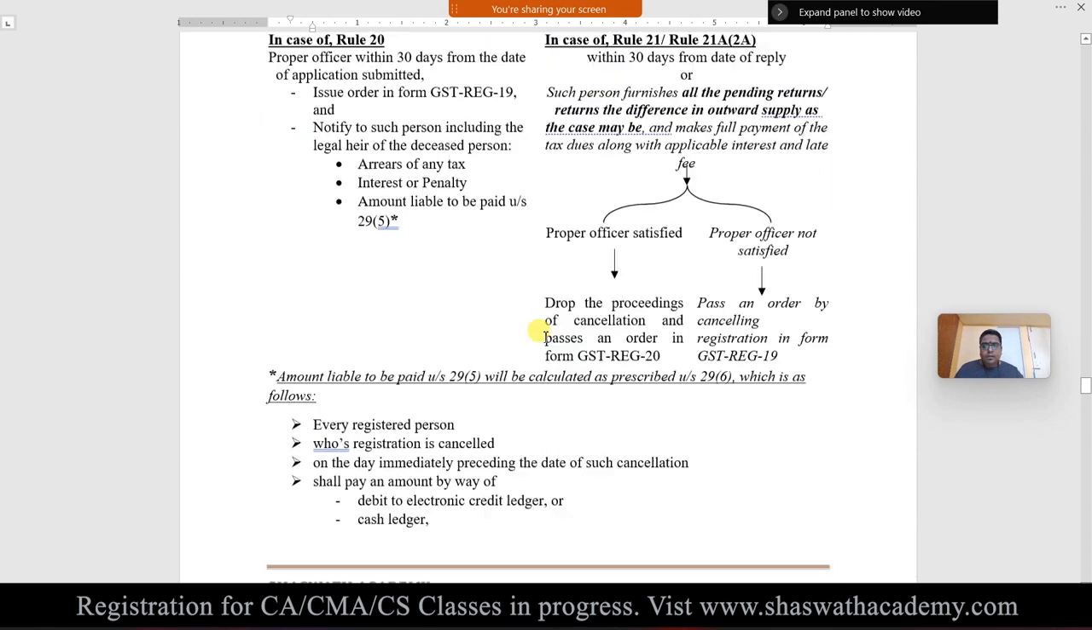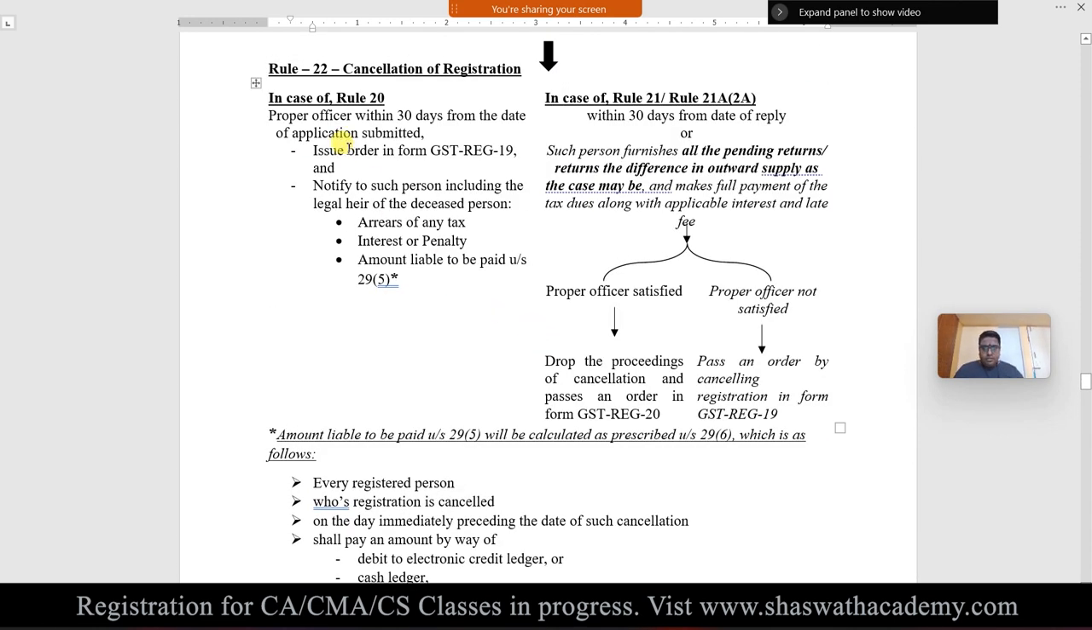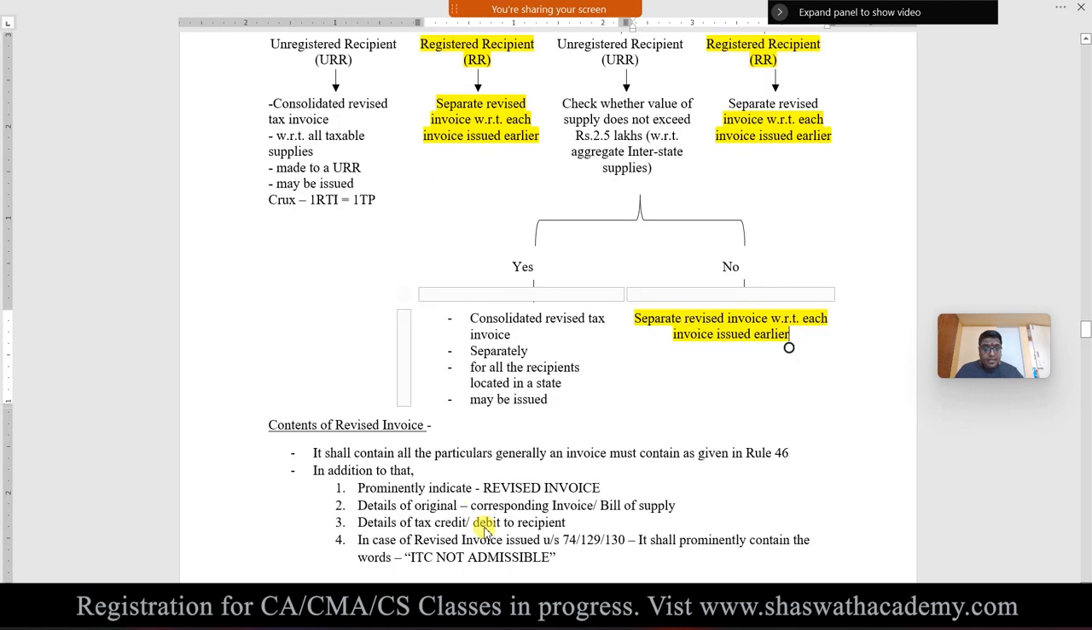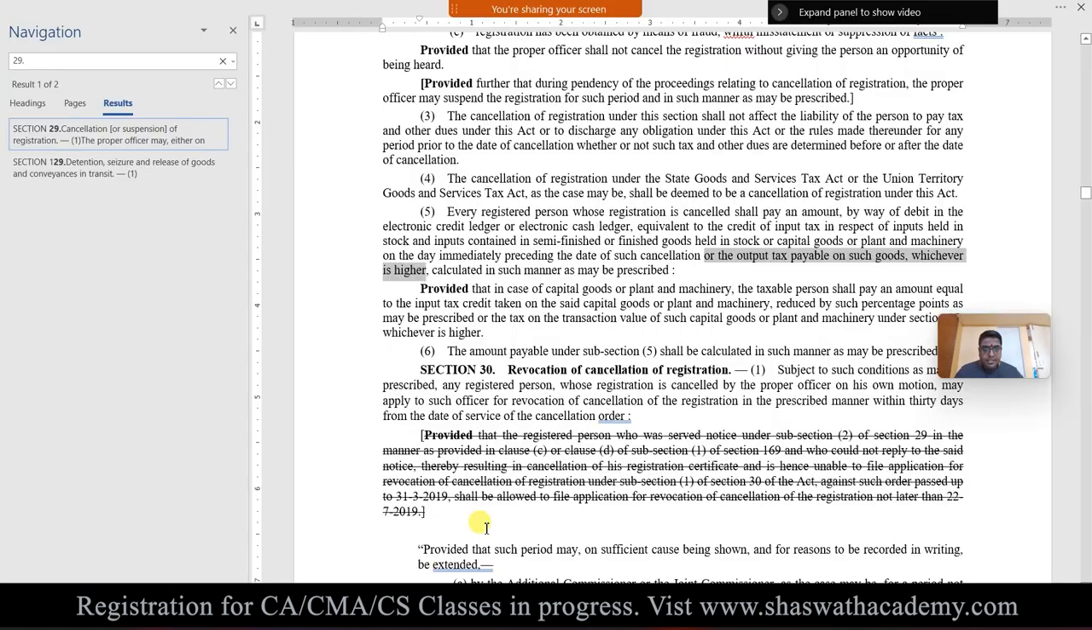Here we go. Look at this. Cancellation of registration. Any amount is liable to be paid under section 29.5. We say 29.5 says you are liable to pay amount. And you should read 29.6, because 29.6 very clearly says, once again, here see, 29.6, what does it say? Okay, proviso they added, and provided capital goods, how they are supposed to do, they have given. And then look at subsection 6. The amount payable under subsection 5 shall be calculated in such manner as may be prescribed.